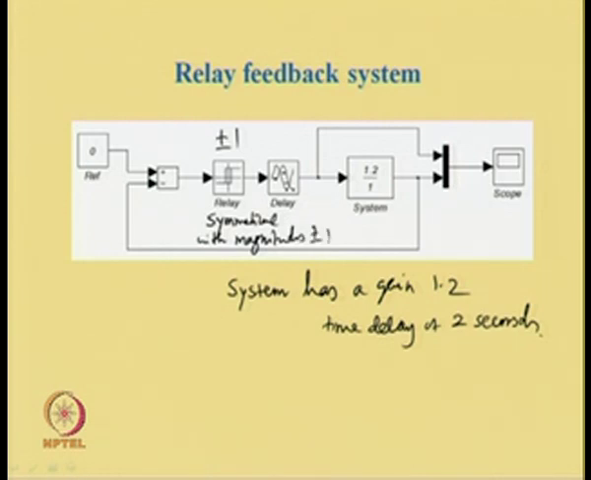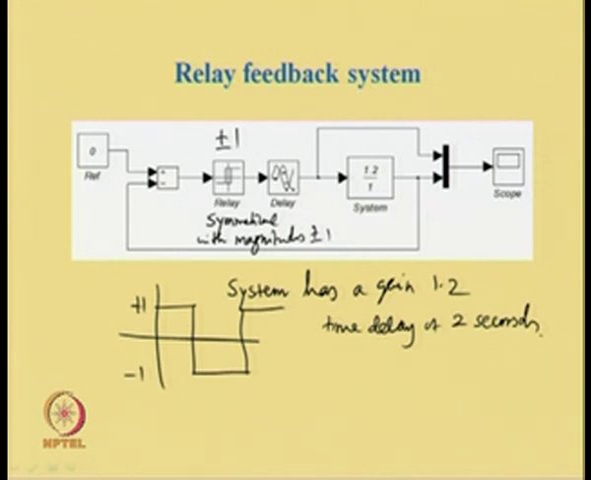plus minus 1. That means, whenever the input is positive, at that time output of the relay will be plus 1 irrespective of any value of input to the relay, and when the input of the relay will be negative, the corresponding output from the relay will be minus 1. So, the type of relay output will have positive 1 and negative 1. This is what the relay output will look like.